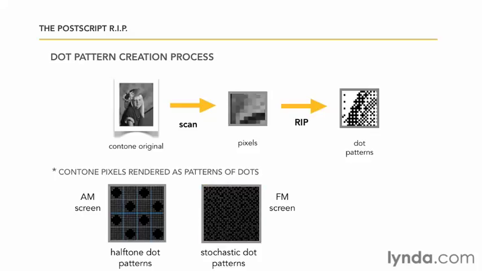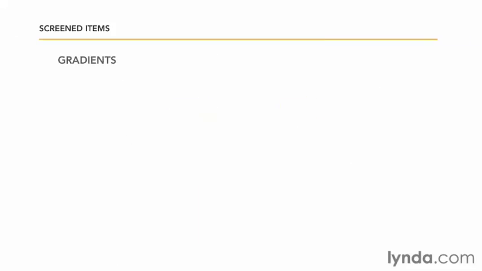Hence, we use the names AM and FM screen, where AM stands for amplitude modulation, like on an AM radio. We're changing the amplitude or the size of the halftone dot. Whereas in FM, which is frequency modulation, we're changing the frequency or the spacing of the dot. This is most easily seen when we look at gradients.